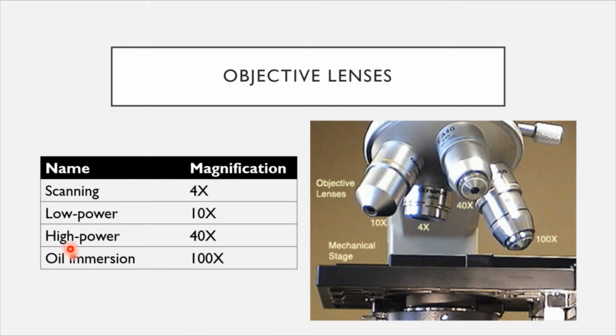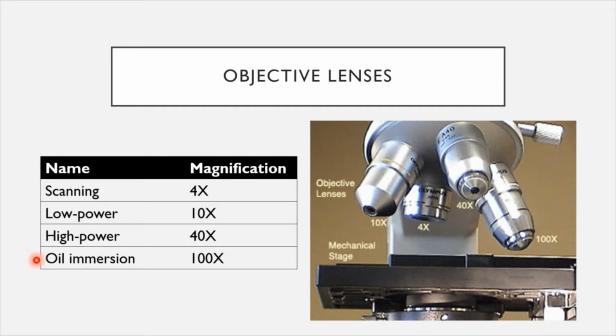Now, the names of these 4 lenses, for the most part, make sense to us intuitively. The scanning lens, which is the lowest power lens, is used to scan around in the field of vision on the slide and try to identify the specimen that you're looking for. The low power lens is named for the fact that it has lower power, high power because it has higher power, and then comes the oil immersion lens.